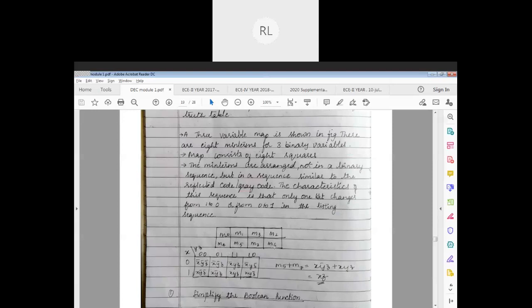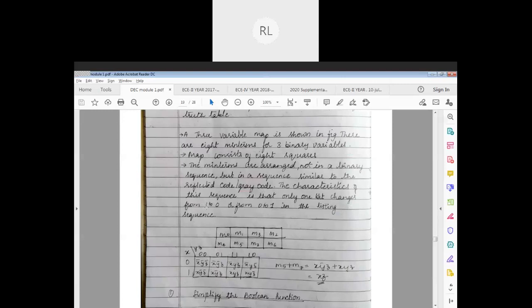0, 1, 2, 3, 4, 5, 6, 7. So totally we have 8 different values. So the map will have 8 squares. So let us count them: 1, 2, 3, 4, 5, 6, 7, 8. So I am having 8 squares.